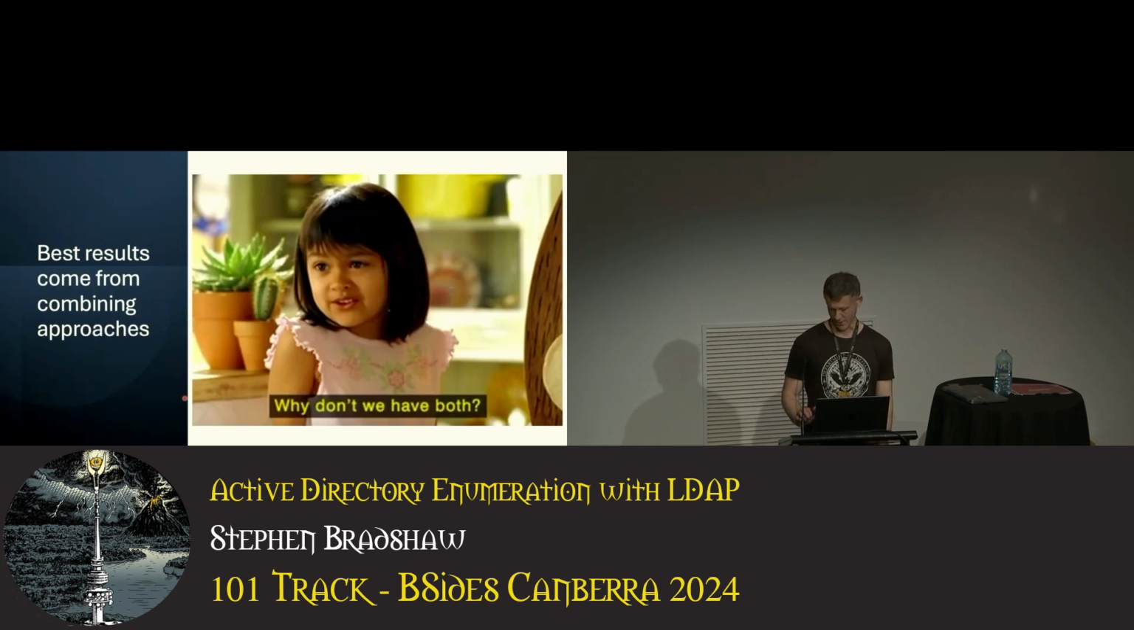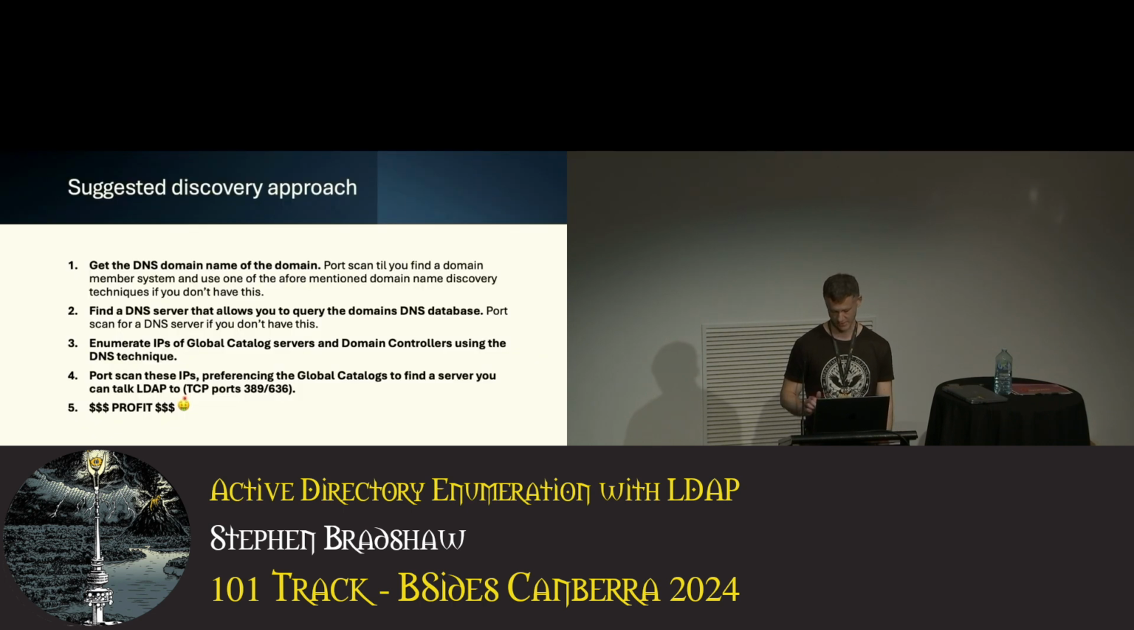Now, the best approach to actually do this type of enumeration is to combine the techniques together. So my suggested discovery approach is as follows. First, you get the DNS domain name of the associated domain, using port scanning, one of those techniques I mentioned earlier. Then find a DNS server that you can use to do queries against. So ideally, you'll find a domain controller by port scanning and use that because that has an exposed DNS server that you can use directly.